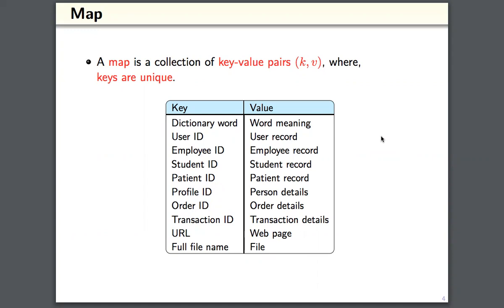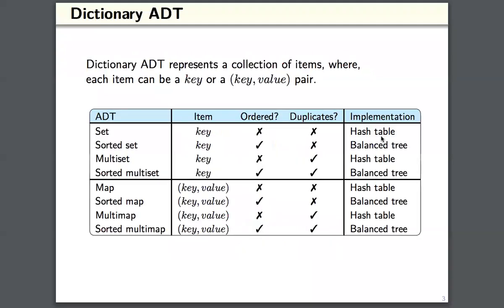True. So I'm saying we can simulate a set using a map. If you set all values as null, you can simulate all sets from maps. Correct? Yes, got it. Thank you.